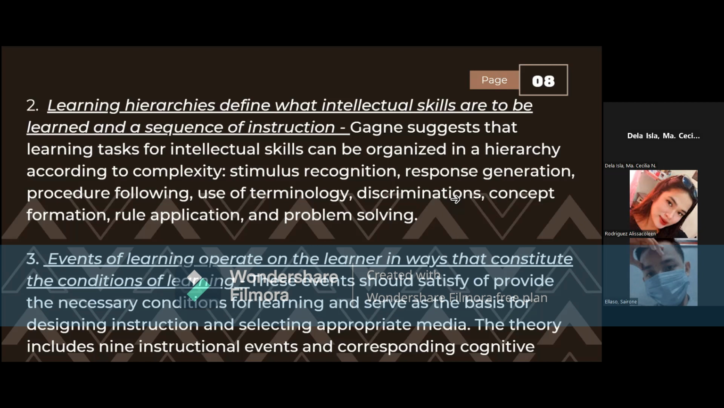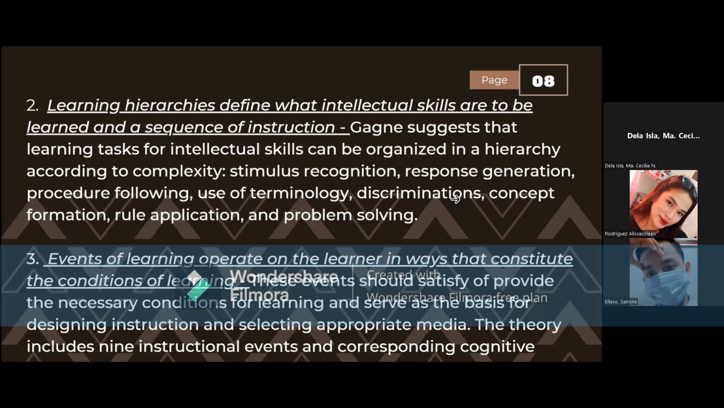So, sabi po dito that to achieve yung tinatawag na intellectual skills, kailangan matutunan natin yung learning hierarchies. These learning hierarchies is yung pagkasunod-sunod ng mga instructions, activities, tasks to develop a certain learning outcome. So let's proceed on the number 3.